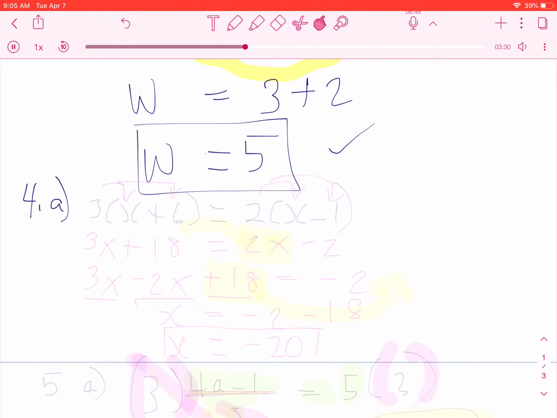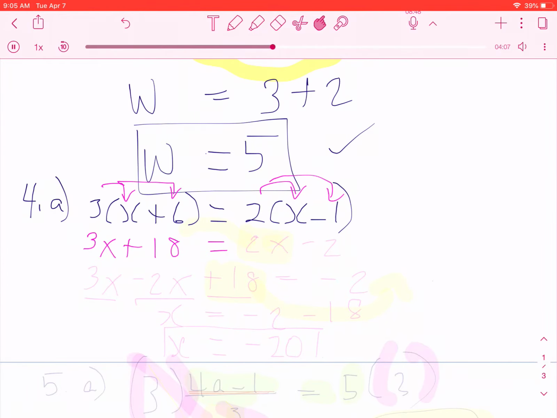For 4a, we have 3, open bracket, x plus 6, close bracket, is equal to 2, open bracket, x minus 1, close bracket. The first thing I should do is take each term that's outside the brackets and distribute it by multiplying inside. So what I should have on the left side is 3 times x added to 3 times 6. So in this step I should get 3x plus 18.